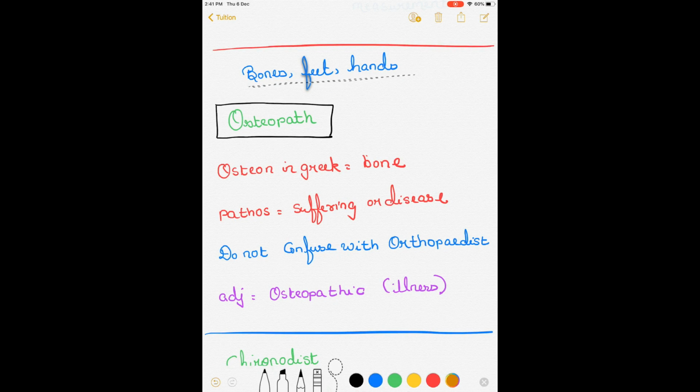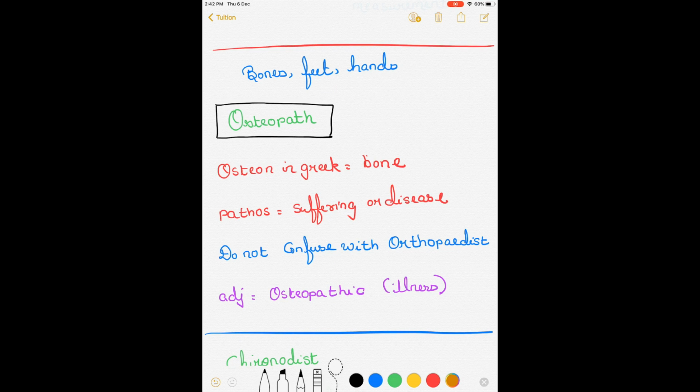Bones, feet, hands. Osteopath. Osteon in Greek means bone and pathos, as you know, means disease or suffering. So bone suffering. So you might think that this osteopath cures the suffering because your bone is misplaced. No, that is an orthopedist, and we have studied earlier that an orthopedist is the one that treats your bones. So what is this bone disease?